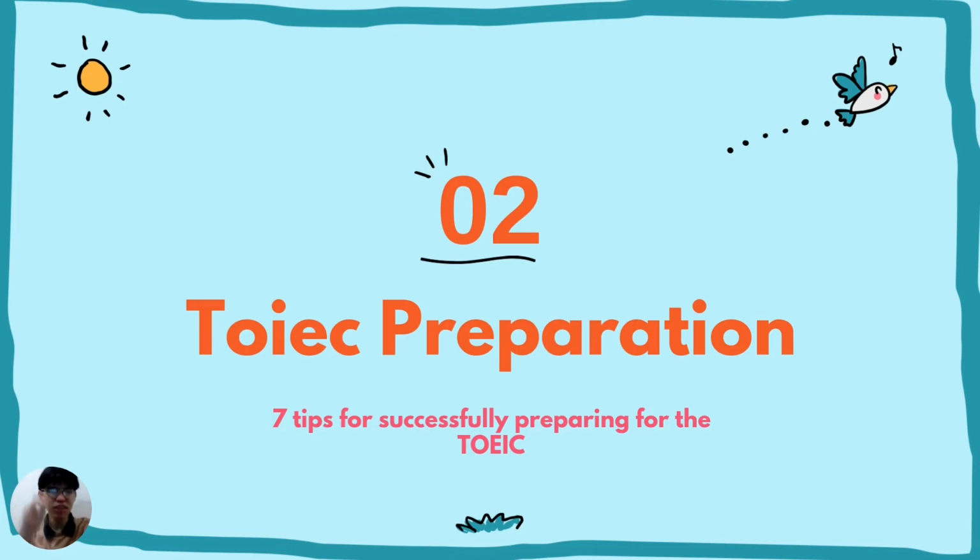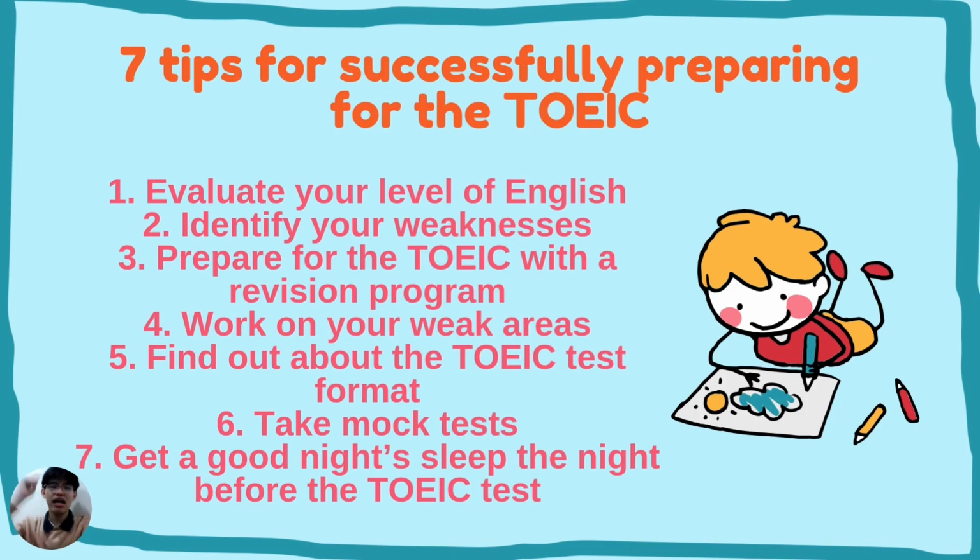Number 2, the TOEIC preparations. The subtitle is 7 tips for you to successfully prepare for the TOEIC. Number 1, evaluate your level of English. Number 2, identify your weakness. Number 3, prepare for the TOEIC with a revision program. Number 4, work on your weak areas. Number 5, find out about the TOEIC test format. Number 6, take mock tests. Number 7, get a good night's sleep the night before the TOEIC test.